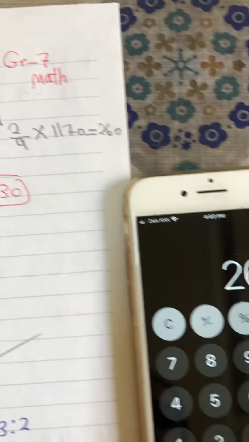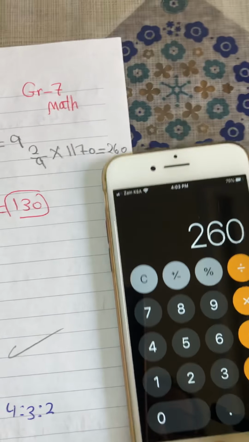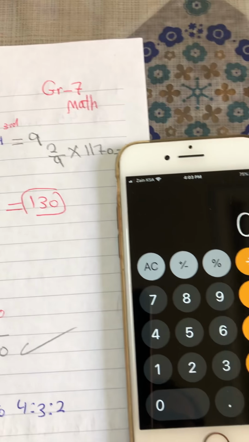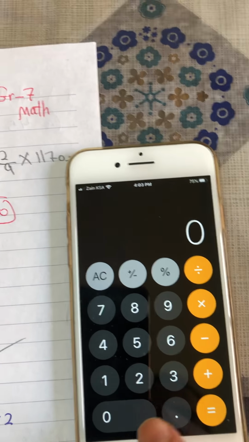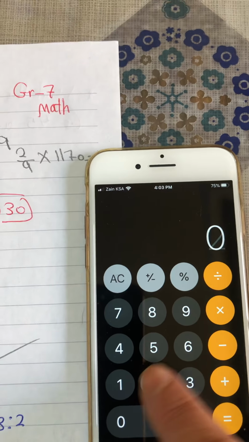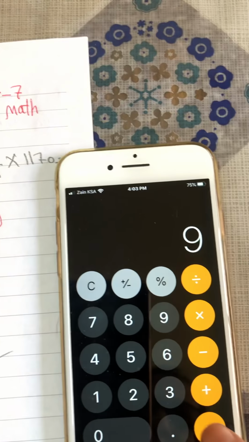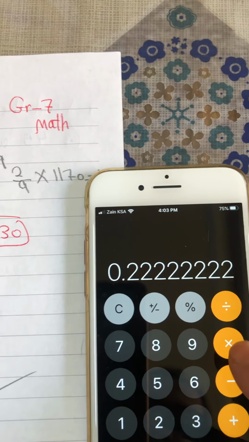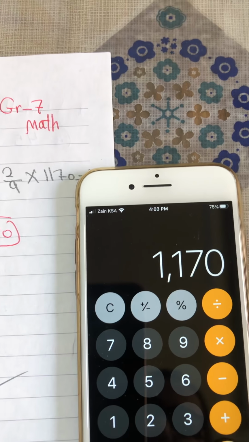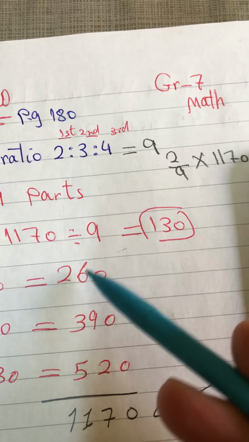As you see, I calculated it on the calculator and it gives me the same answer. Okay, so again I'll do it in front of your eyes. You can use fractions on your calculator, but here I make it 2 divided by 9, which is 2 over 9. Okay, this is the answer. Multiply by 1170, as you see, equals 260, as I got here, 260.